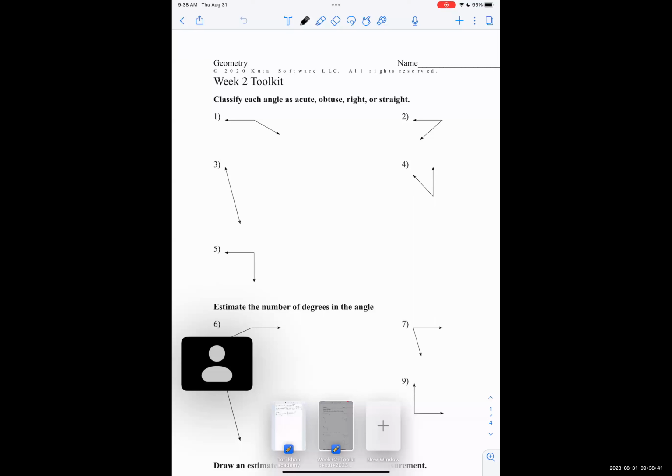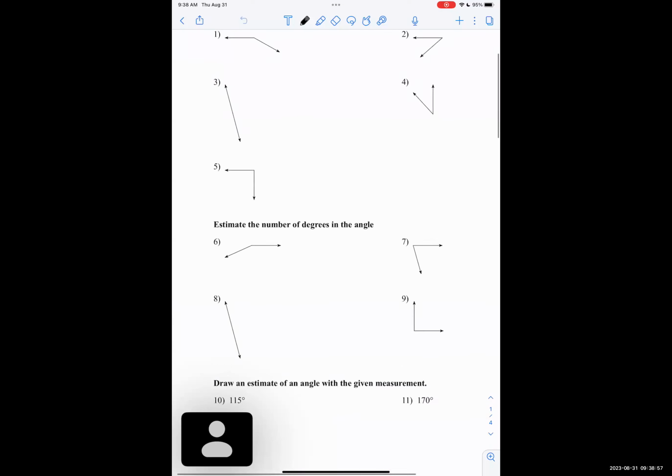Okay, so classify acute, obtuse, right, or straight. I'm going to have you guys do those on your own. Or you can request them at the end, because this session might be a little short. So you guys can do those.